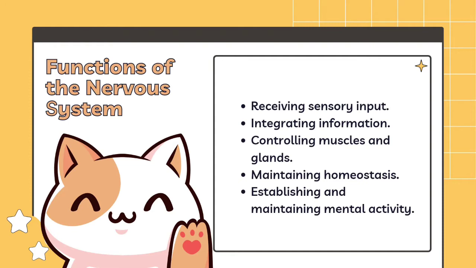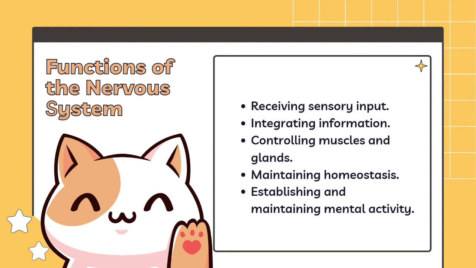The second one is integrating information. The brain and the spinal cord are the major organs for processing sensory input and initiating responses. The input may produce an immediate response, be stored as a memory, or be ignored.